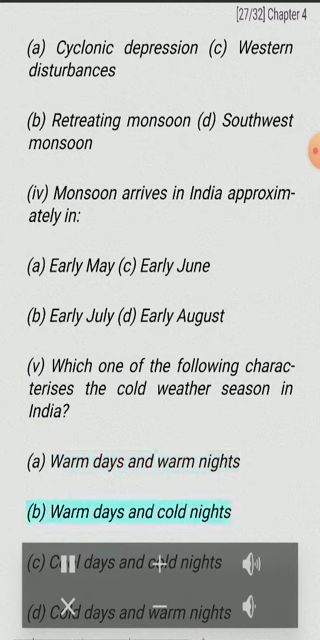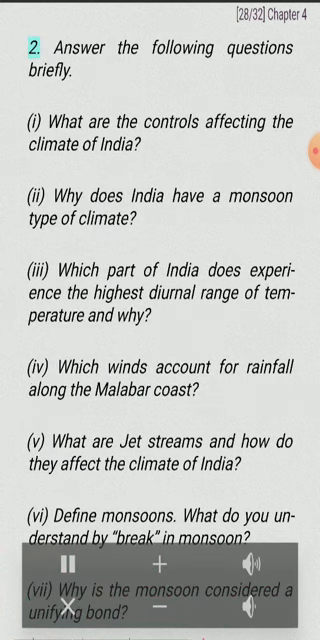B. Which one of the following characterizes the cold weather season in India? A. Warm days and warm nights. B. Warm days and cold nights. C. Cool days and cold nights. D. Cold days and warm nights.